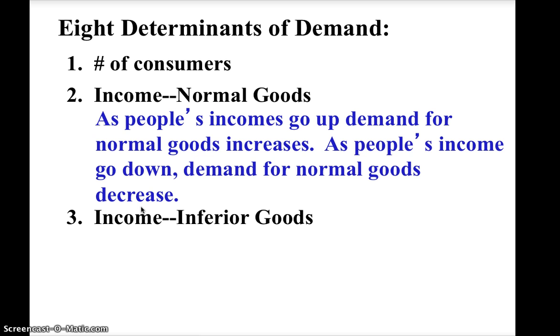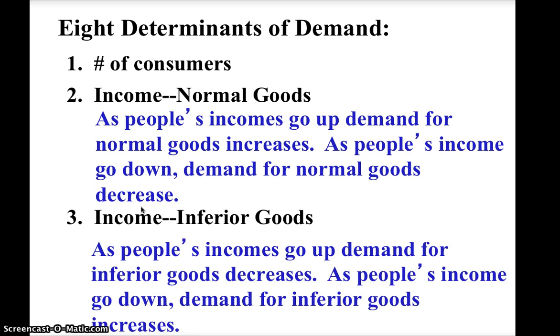The definition of an inferior good is that as people's income goes up, demand for these inferior goods decreases, and as people's income goes down, demand for these inferior goods increases. So you could think of some examples in your head, I'm sure. Maybe fast food. As people's incomes go up, they start eating better quality food, healthier food. You could also think about a place like a used car lot. If people's incomes are going down, they're probably going to be buying more used cars than new cars.